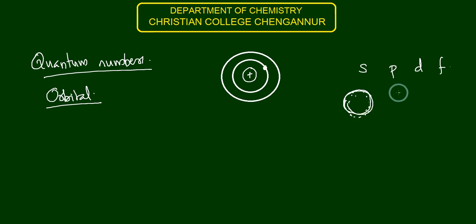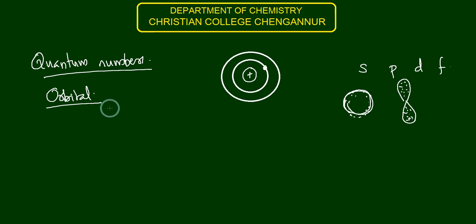But p orbital is different from the s orbital. They are dumbbell shaped orbitals. There is a maximum probability to find the electron in this region around the nucleus. So these types of regions are designated as orbitals, and the concept of orbital is a product of the quantum mechanical model of atom.